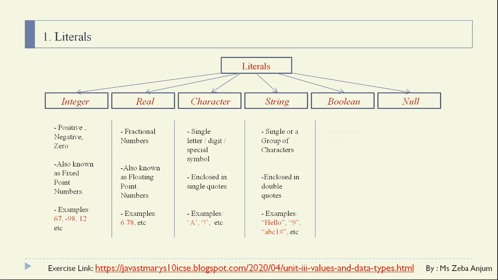Yes, now coming towards your boolean value. Boolean means only two values, either true or false. It is written without any quotes, you only have to write true and false, and they should be in lowercase. So examples are only two, either true or false, because boolean contains only these two values, no third value. Now coming towards the last category of your literals, that is null, which means no value.